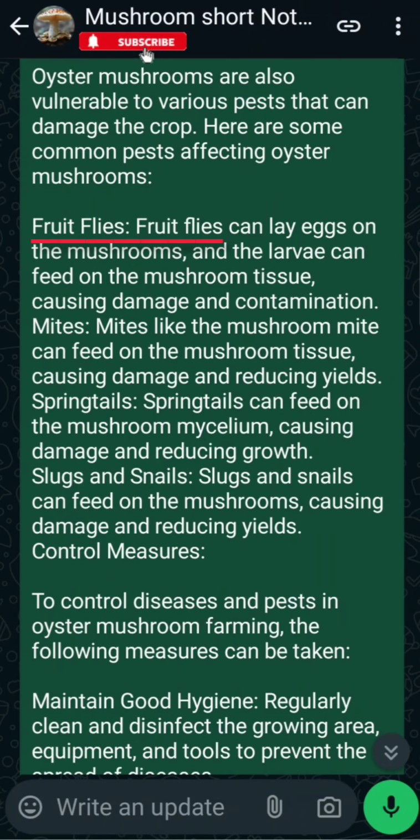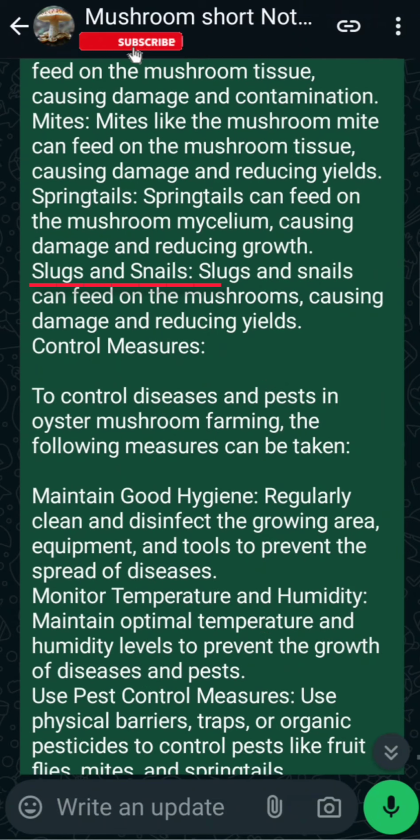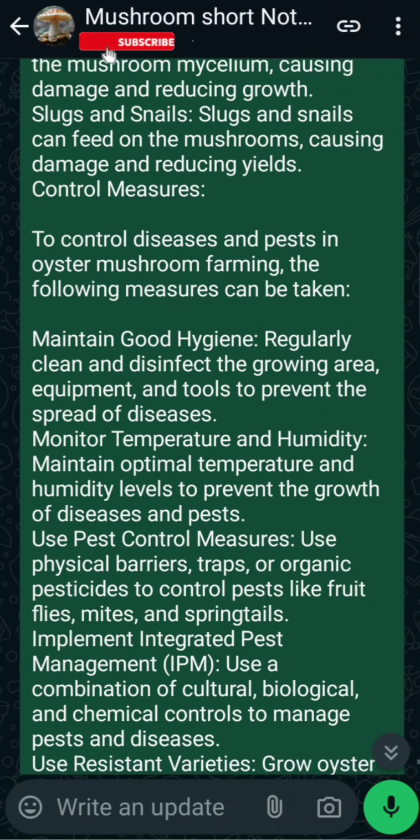Fruit flies. Fruit flies can lay eggs on the mushrooms, and the larvae can feed on the mushroom tissue, causing damage and contamination. Mites. Mites like the mushroom mite can feed on the mushroom tissue, causing damage and reducing yields. Springtails. Springtails can feed on the mushroom mycelium, causing damage and reducing growth. Slugs and snails. Slugs and snails can feed on the mushrooms, causing damage and reducing yields.